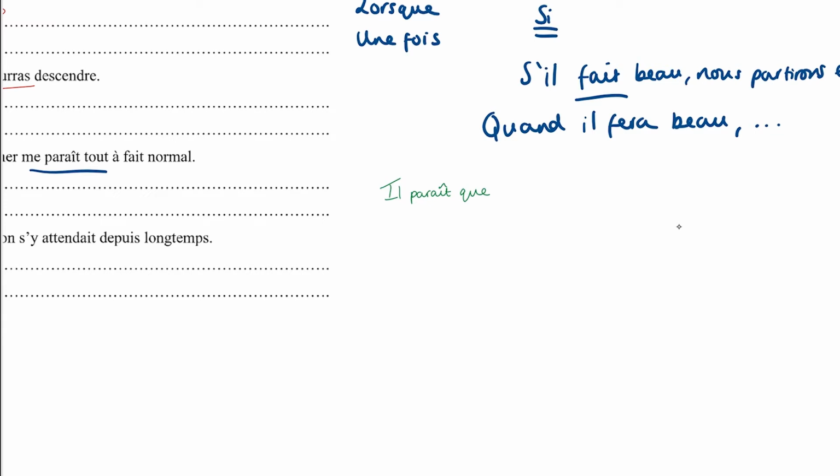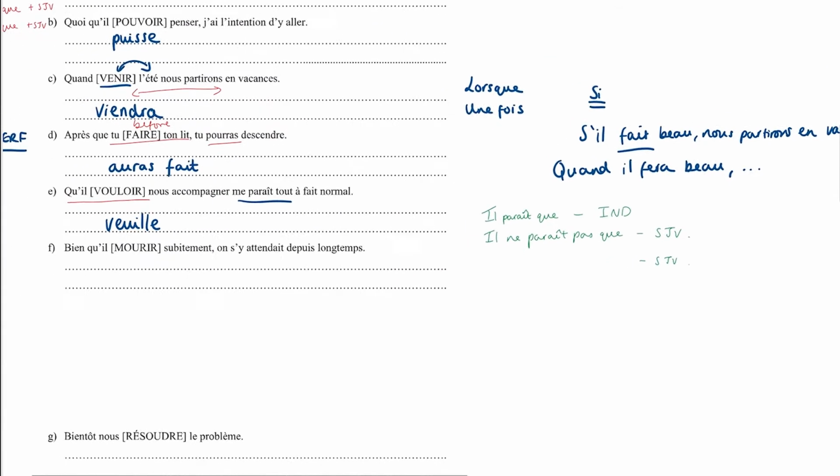Il paraît que would obviously not take a subjunctive, it would take an indicative, but il ne paraît pas que is something less certain. It doesn't seem that. It's not something you're being certain about, and therefore you'd use a subjunctive there. And again, if you're using this interrogatively, paraît-il que, or nego-interrogatively, ne paraît-il pas que, then you would use a subjunctive in both of those situations, because that's something which is very much more uncertain.